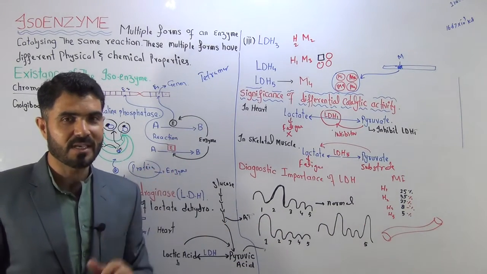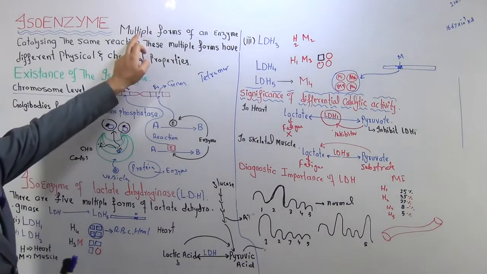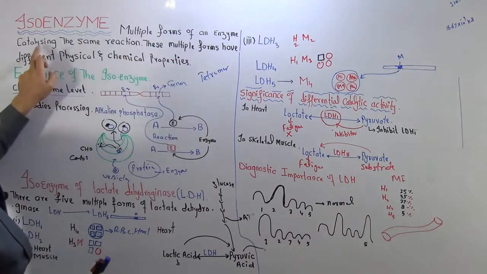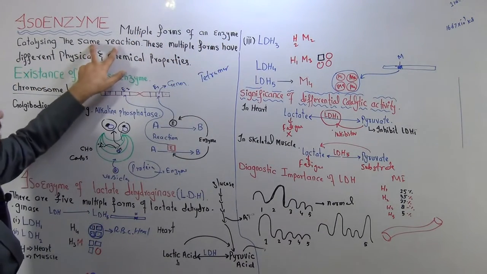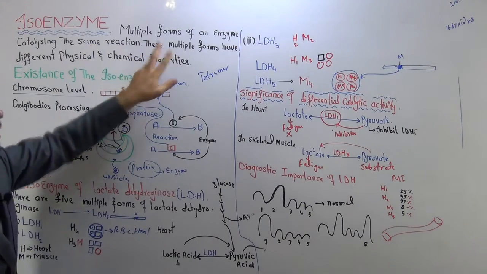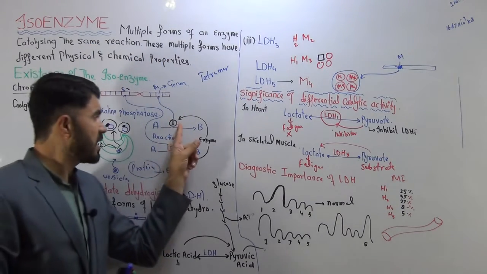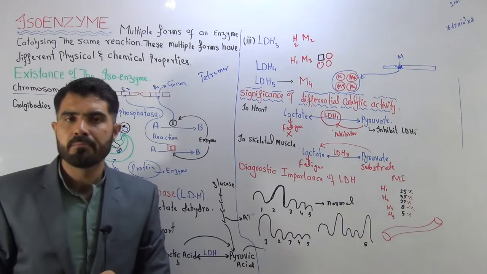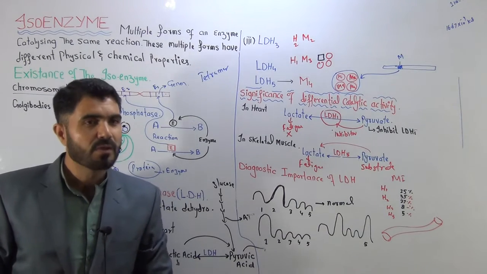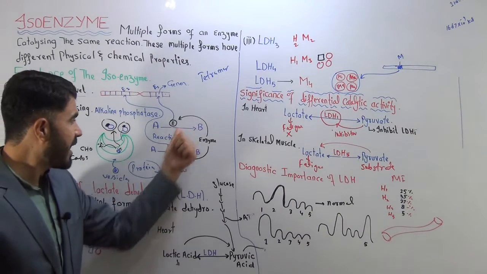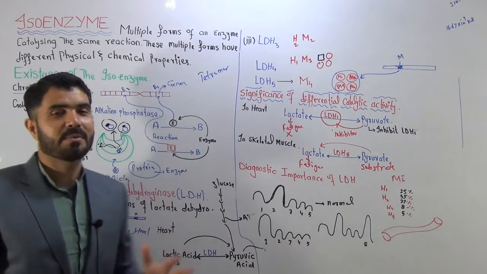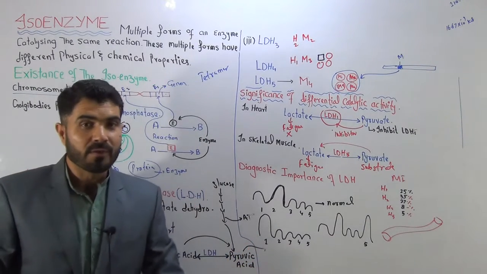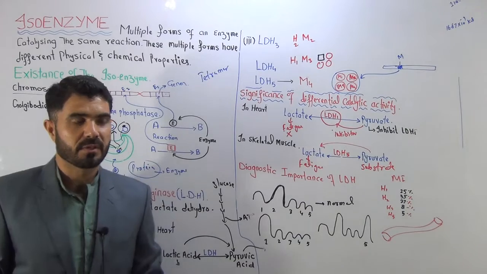Now, can you see the definition? Multiple forms of an enzyme catalyzing the same reaction. Look, this is very important, the same reaction. Now these multiple forms, either these are different or similar. One thing is for sure, from the diagram you can see that these two enzymes are different. In what other aspects are these different?